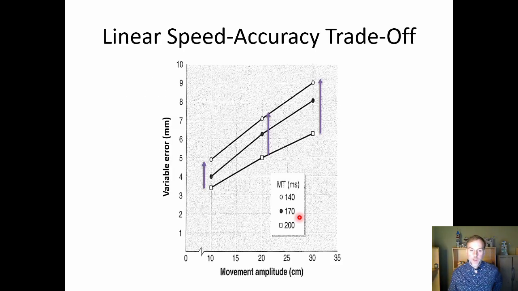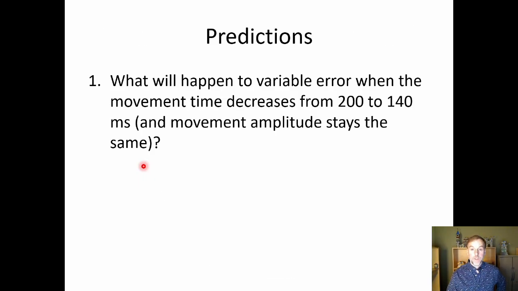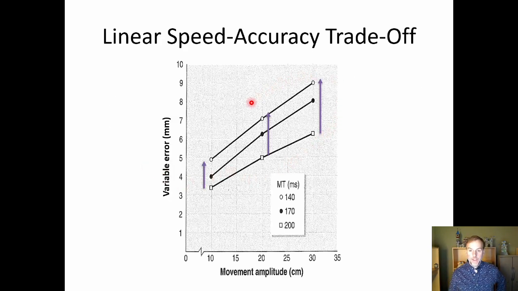So this is a plot from the original Schmidt's law experiment. And what we're going to focus on is this first example. So we're changing movement time. We have our 9 conditions here, and we've got the size of the variable error. So the lower the variable error, the better the performance. We could look at 10, 20, or 30 centimeters, so any amplitude, but let's just think about 20 centimeters.